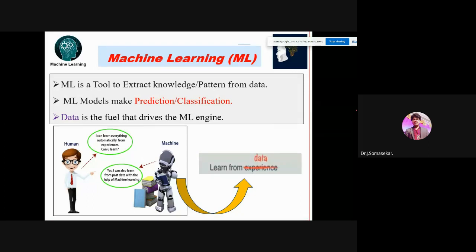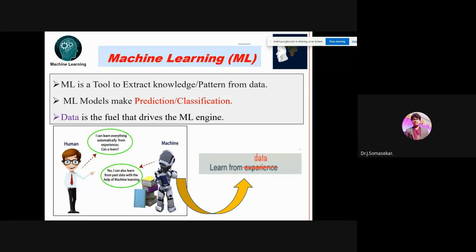For that, machine learning, data science, artificial intelligence, natural language processing, and deep learning all come into the picture. There is also a huge demand for these courses nowadays, because a huge number of vacancies are available for data scientists or machine learning experts. That's why so many courses on machine learning and data science have been introduced. So the basic idea of machine learning is to extract knowledge from the data. Based on that we can predict or classify.